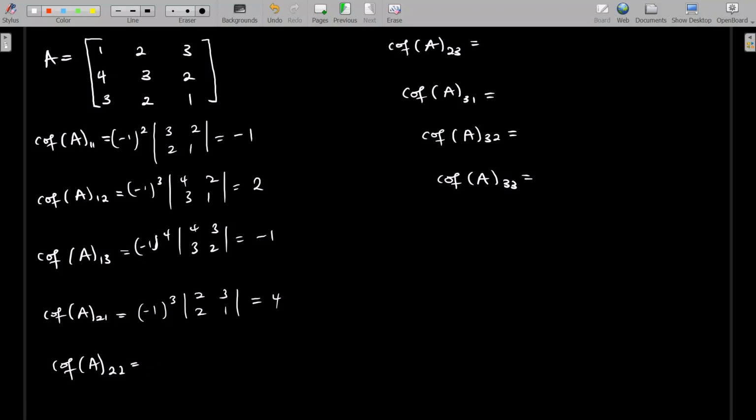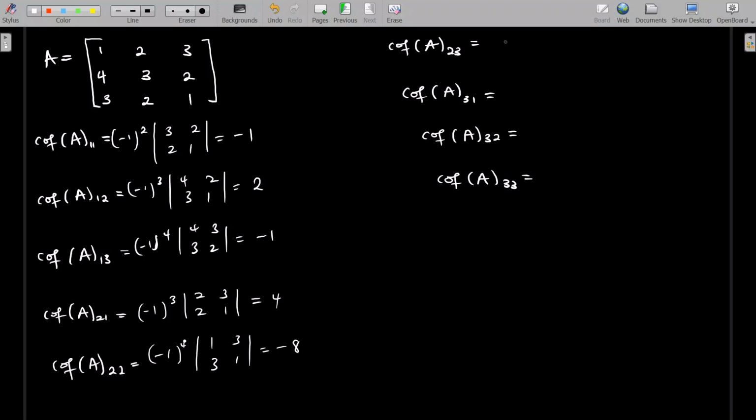Cofactor 2 2 is deleting row 2 and column 2, and you'll be left with 1 3 3 1. Okay, negative 1 to the 4th power times the determinant of 1 3 3 1, right? Because you are deleting row 2 and then column 2. Negative 1 to the power 4 is 1, and then 1 times 1 is 1 minus 9, and that's going to give me negative 8.